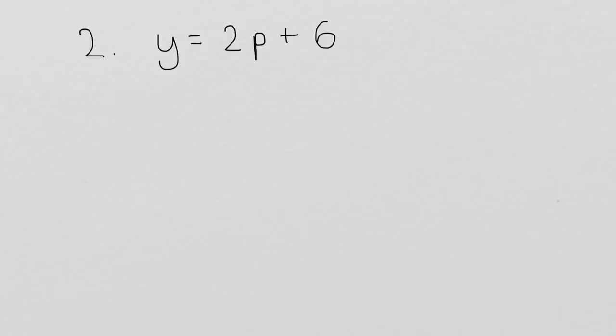Question 2, we want to make P the subject of the formula. So we want to rearrange it until P is on its own. So very similar to the last one, we want to get rid of the plus 6 first of all. So we do that by taking away 6 from either side. Then you're going to be left with a 2p, so we want to get rid of the 2. So multiplying by p, so we want to divide both sides by 2.